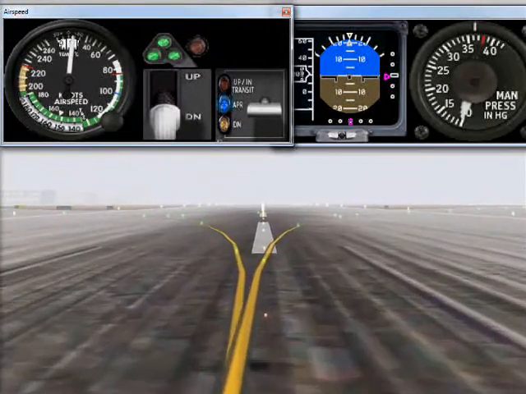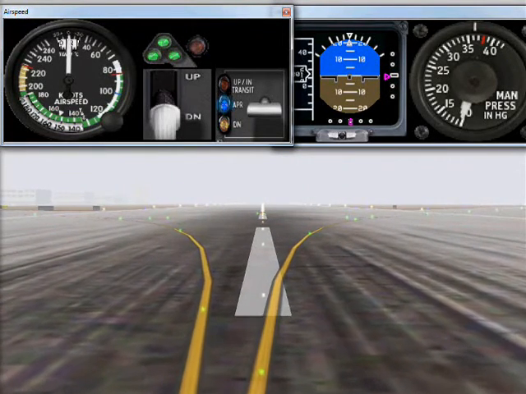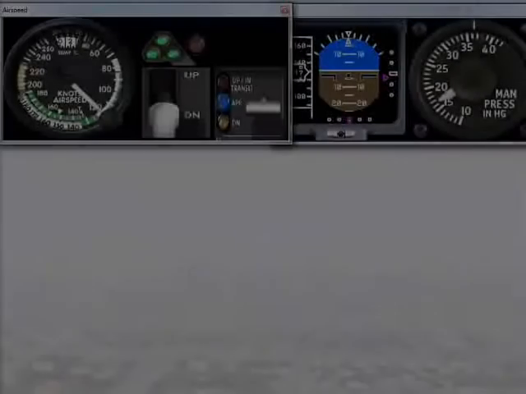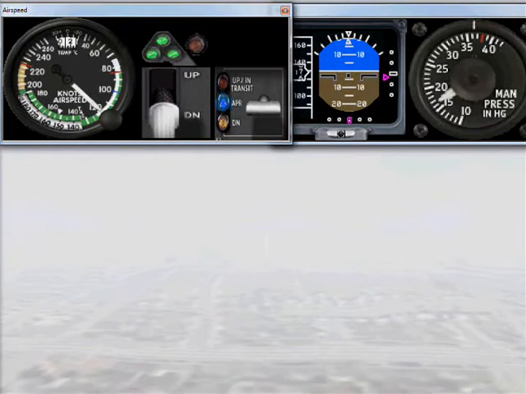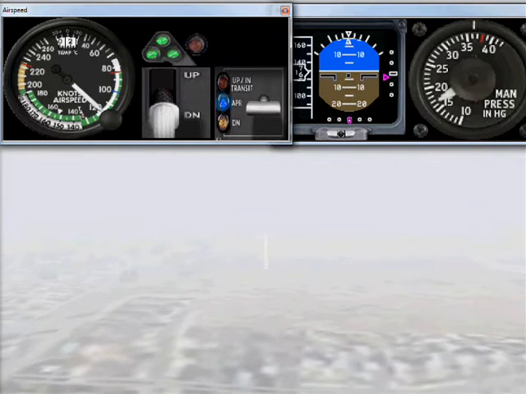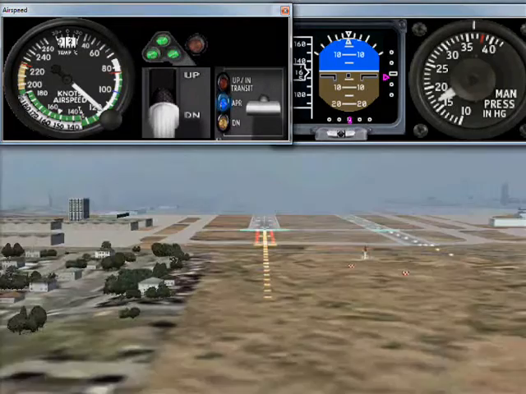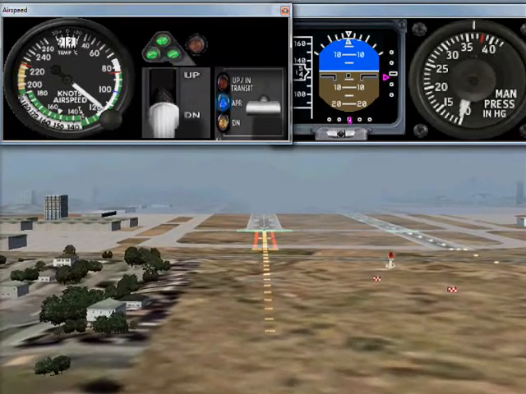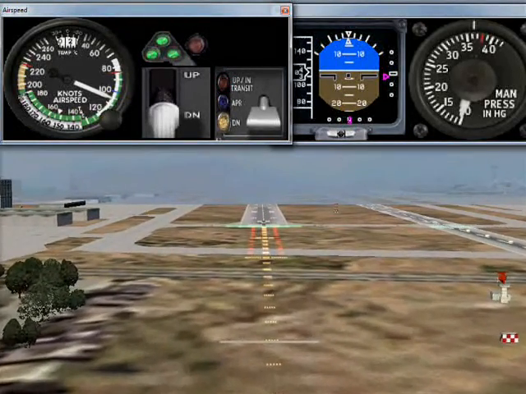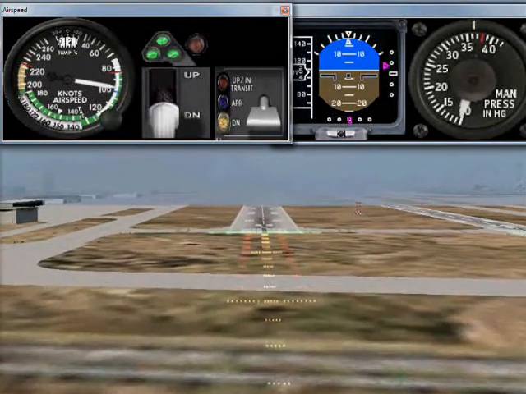We've stopped at the 4th intersection. Next, let's look at the option for higher ceilings and good visibility. After becoming visual, we will reduce thrust to idle and select full flaps. As the airspeed approaches 90 knots, we increase manifold pressure to 16 inches in order to maintain the airspeed.